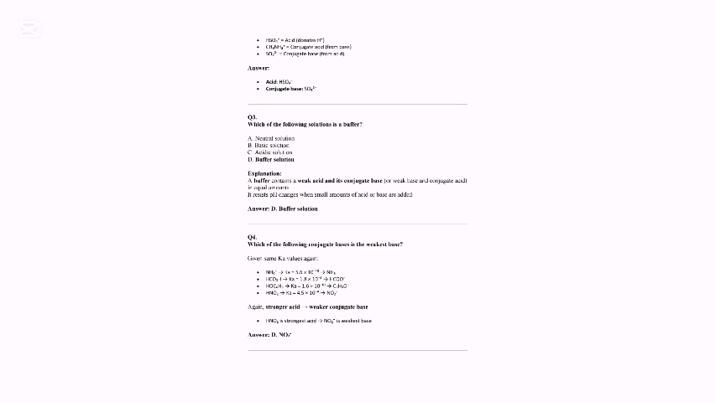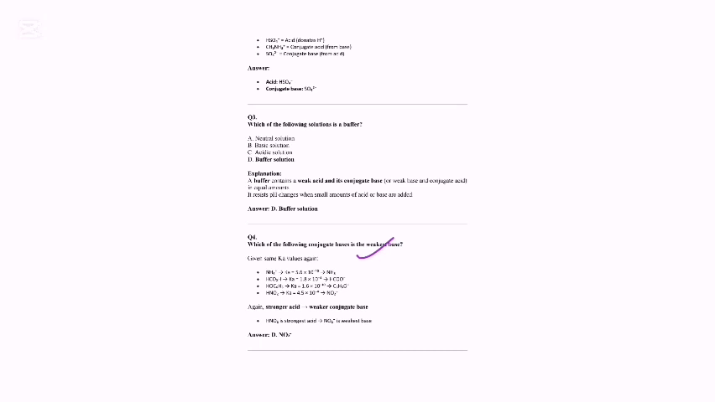Let's give an example. Question 4: which of the following conjugate bases is the weakest base? We have the Ka values there: 5.6 times 10 to the power negative 10, 1.6 times 10 to the power negative 4, and so on. We explained that the stronger the acid, the greater the Ka should be. Now the question asks which conjugate base is the weakest base.